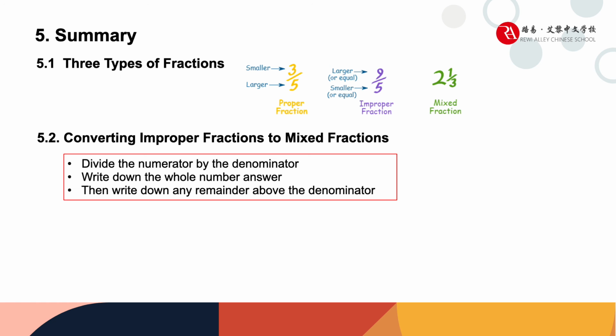For converting the improper fractions to the mixed fractions, divide the numerator by the denominator. Put the quotient at the whole number part, put the remainder on the numerator part, and remain the denominator as it is. For converting the mixed fractions to the improper fractions, multiply the whole number part by the denominator, and then add the numerator part. Put the result on the top and remain the denominator as it is.